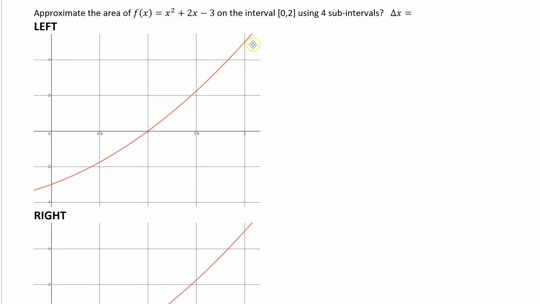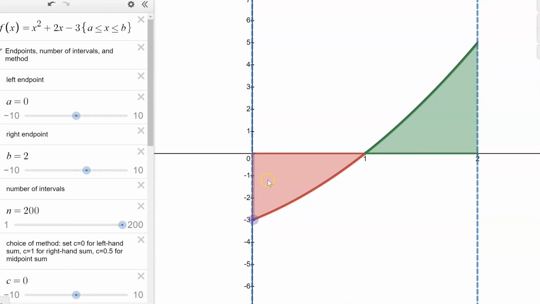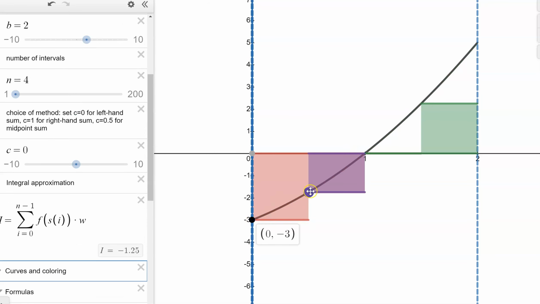So our function's given, it looks like this, and you can see part of it now is below the x-axis. So what does that mean? That means you have negative heights, which means we would get a negative area. It looks like this graphically. So you can see this is negative and this is positive. And so when we do our left, this is what we're going to get. You can see there's our first left, next left, which is actually at 0, and next left.